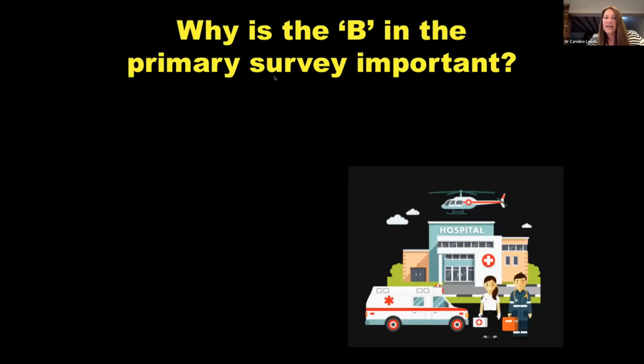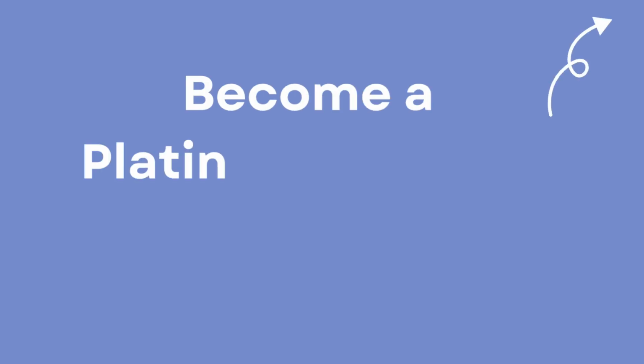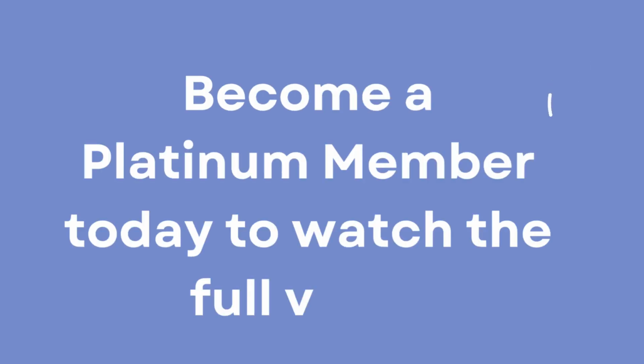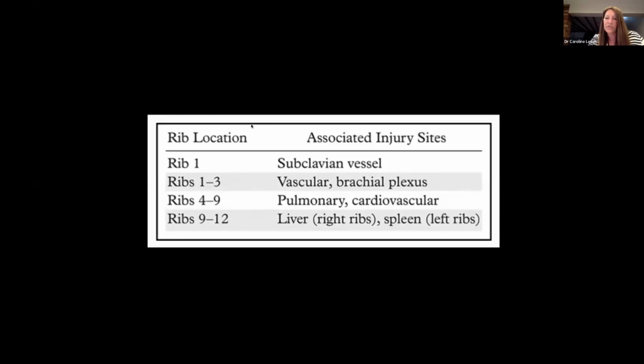The main focus today is to think about clinical examination and what we can expect to find. So let's think now, why is the B in the primary survey important? For me, we want to detect what important vessels or organs you have adjacent that could be injured.